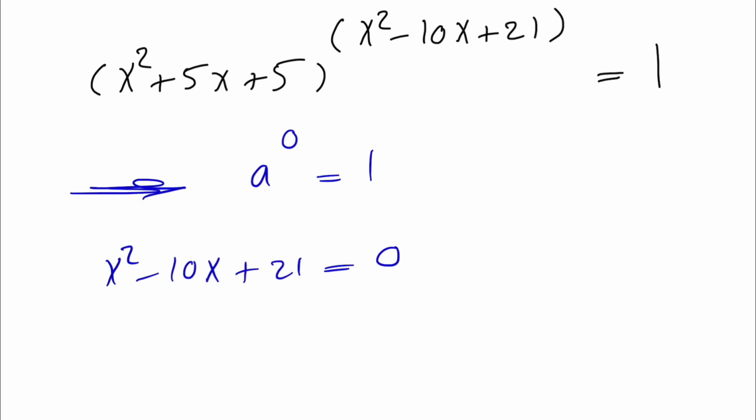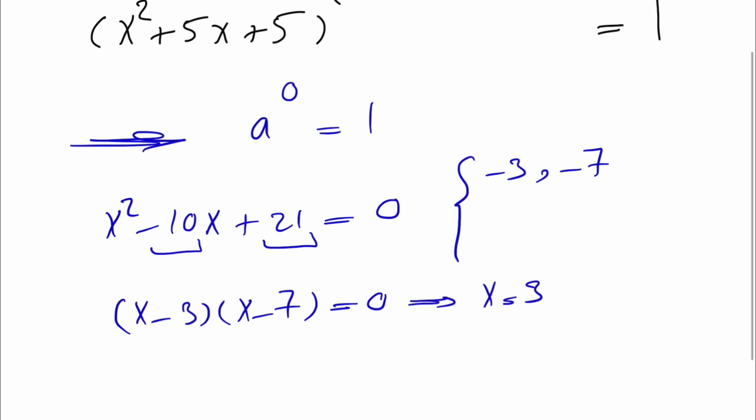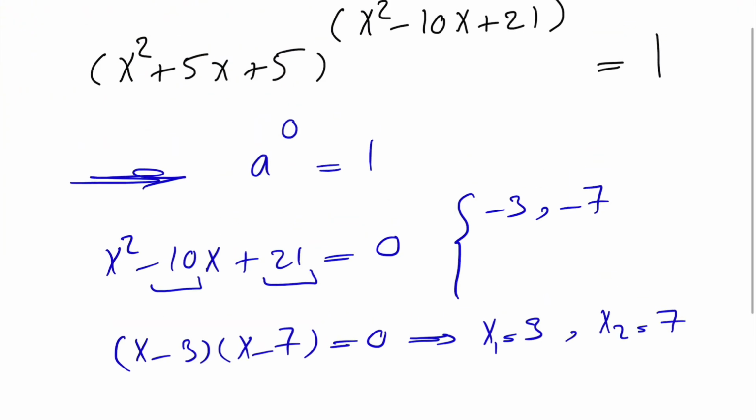Looking at this, we need two numbers that multiply to 21 and add to minus 10. Those two numbers are minus 3 and minus 7. So we can write our equation as (x minus 3) times (x minus 7) is equal to 0. So one x will be 3 and the other x will be 7, and that would be one condition. Let's call this one 1.